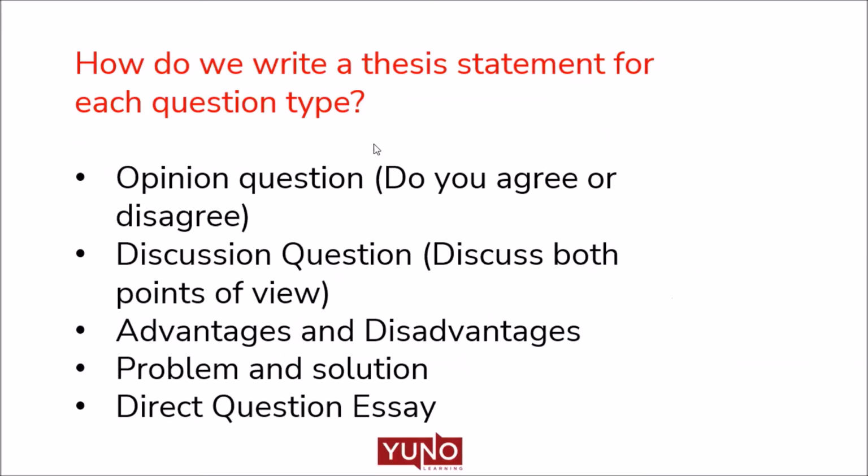The one we just discussed. The second type of essay question is discussion essay, in which you discuss both points of view which are given in the question. You have advantages and disadvantages essay, where you give pros and cons of a given statement. Then you also have problem and solution essay, where you provide solutions to a problem. And the last is a direct question essay, in which the statement itself asks a question.